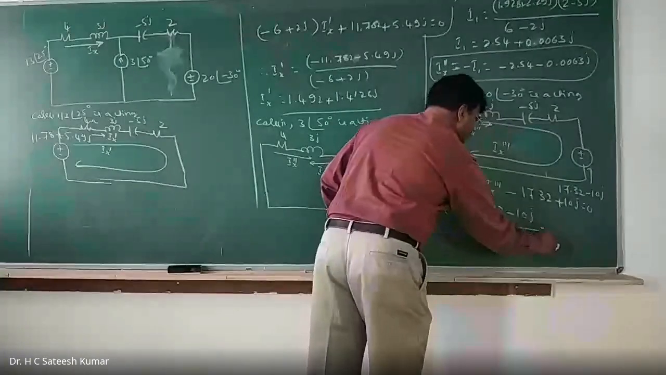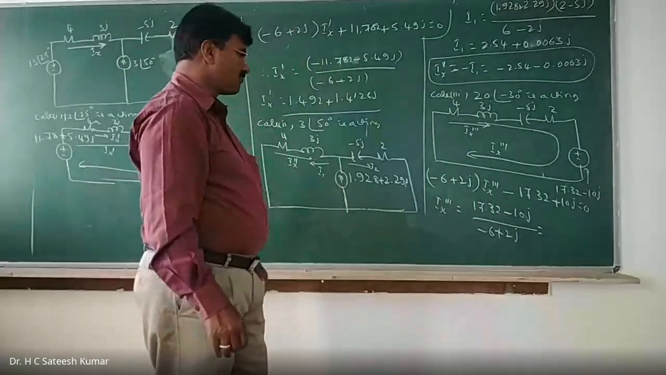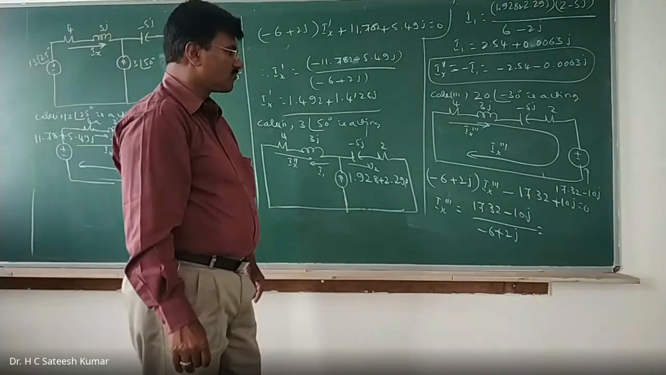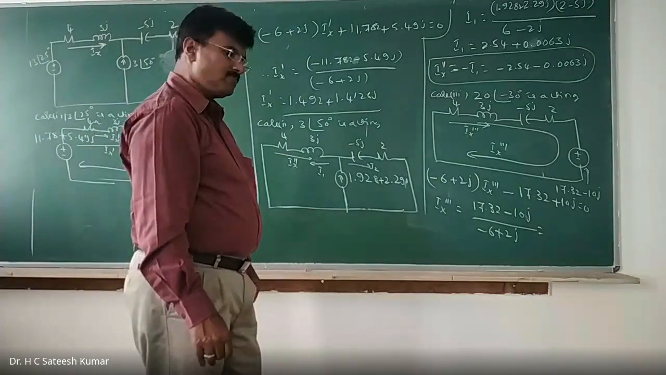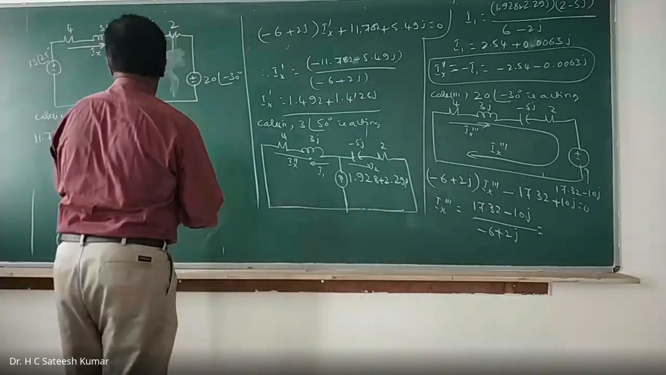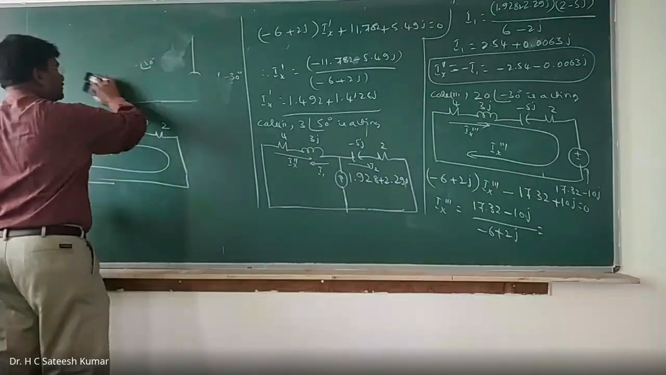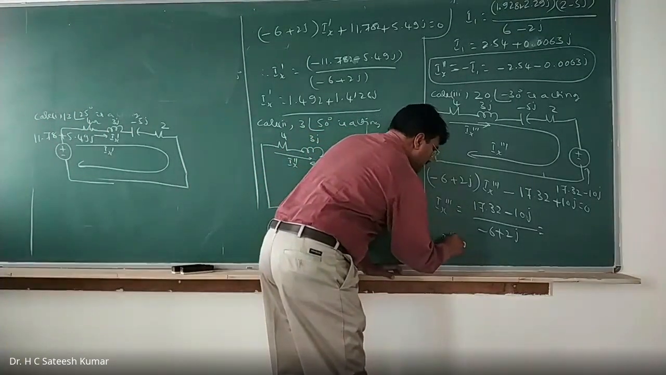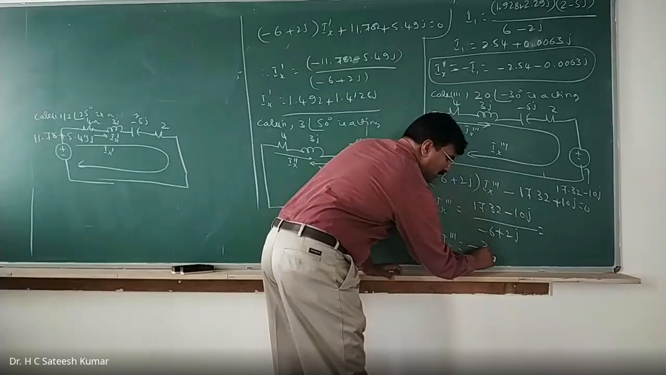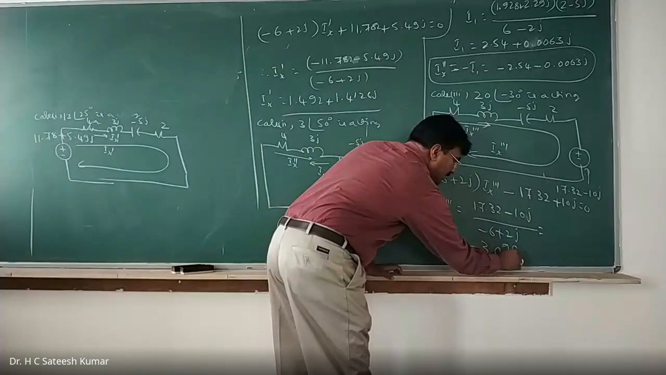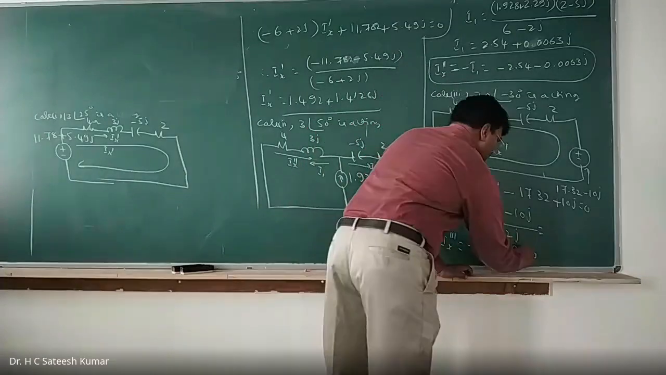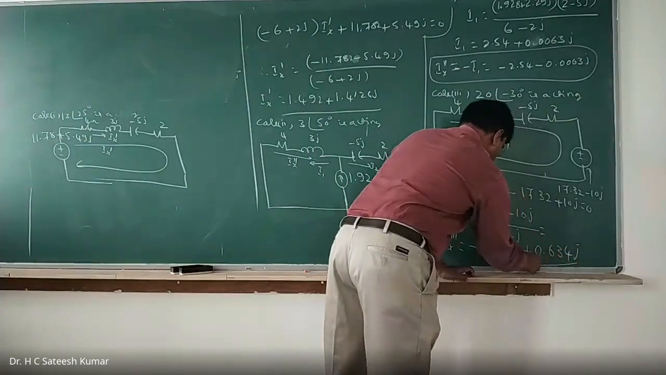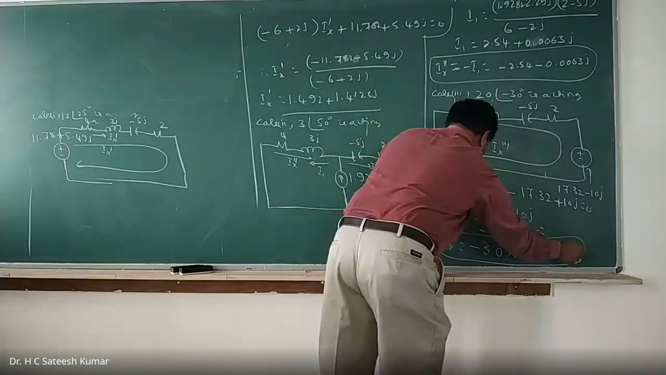How much is that? Minus 3.098. Ix triple dash is minus 3.098 plus 0.634j. That's how we do it. All correct. This is Ix triple dash.